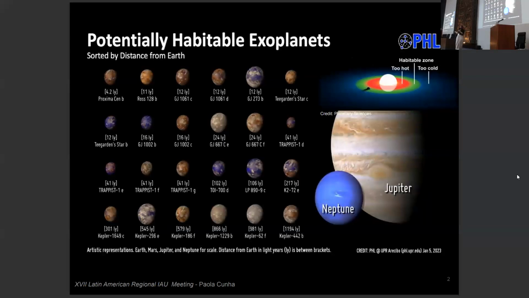Okay, so let's start to talk about potentially habitable exoplanets. The exoplanets of this list follow some criteria. For example, similar Earth mass and radius, and they also are in the habitable zone, which is the ideal distance of the exoplanet from its star, where it is possible to have liquid water on the surface.